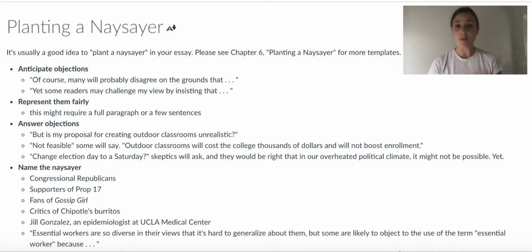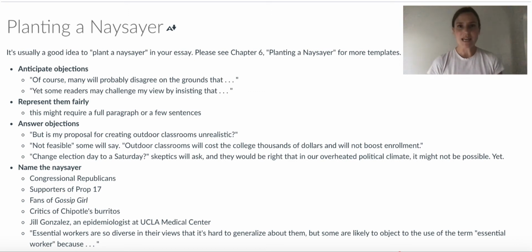Now this could be in the beginning of your essay, this could be as your first body paragraph. You could also do this toward the end of your essay. You could even do this as a hook to an essay, but it's a great idea to think of what your opposition might say before they have a chance to say it.